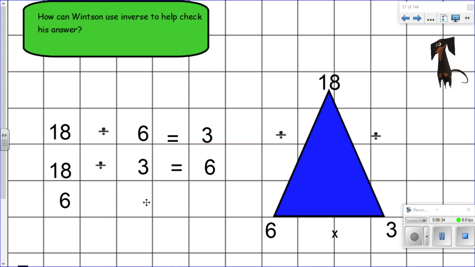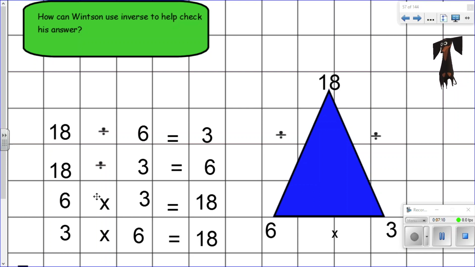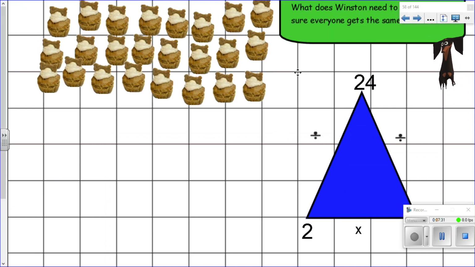Now let's look at our multiplication. 6 times 3 equals 18, and we know that multiplication can be done in any order. So 3 times 6 equals 18. So you have your multiplication facts and you have your division facts. Now you could use your inverse to always check your answer. Okay? So the opposite of division is multiplication. That's your inverse.